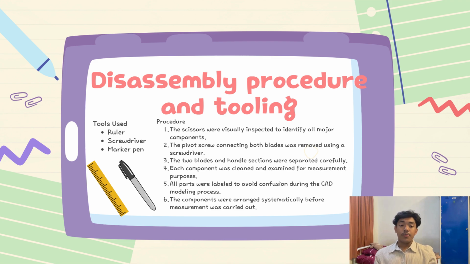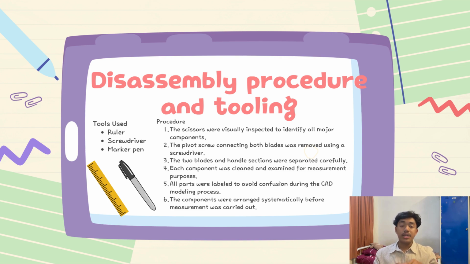So now I'm going to talk about the disassembly procedure and also tooling. The tools used in our project are three tools, which are a ruler, a screwdriver and also a marker pen. For the procedure, firstly, we inspected the scissors to identify all major components. Secondly, the pivot screw connecting the blades was removed using the screwdriver.